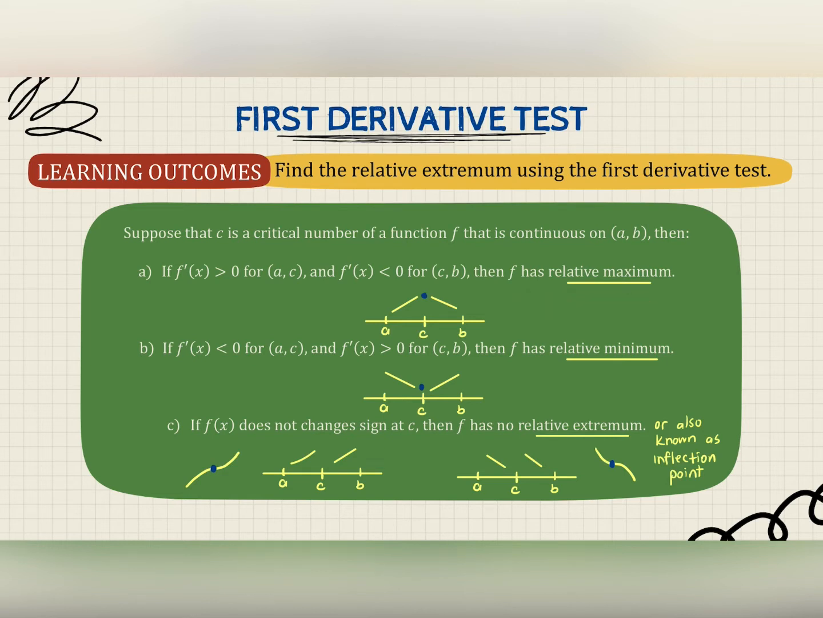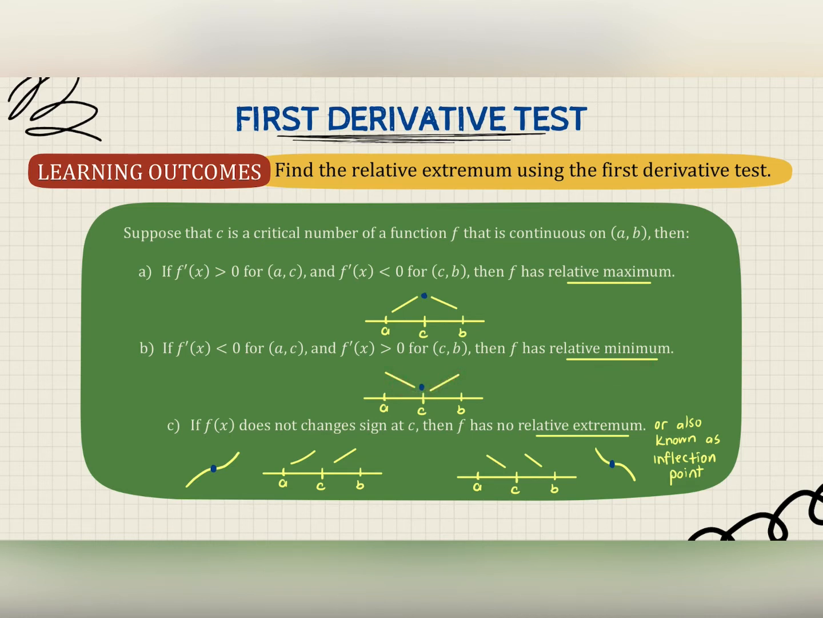Okay, dan kalau terbalik pula, f prime x is less than 0 dan juga f prime x is more than 0 between AC and CB. So, maksudnya macam inilah, less than 0 menurun, more than 0 menaik. So, kita akan nampak bentuk senyum maksudnya dia akan ada minimum value.